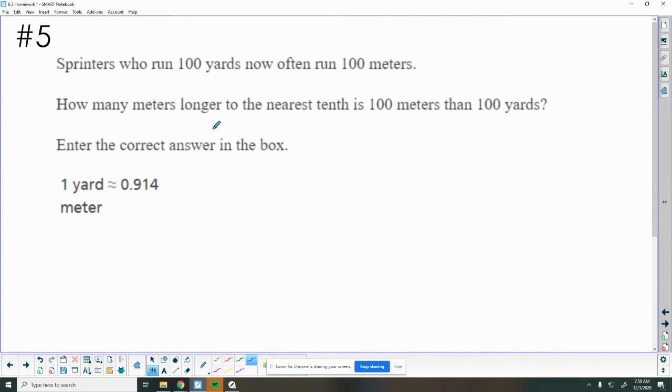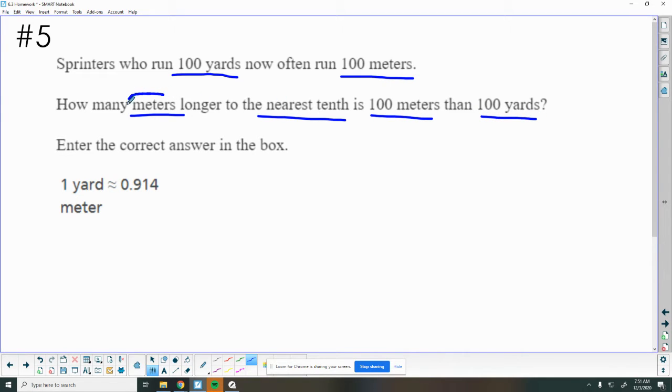Number 5 says that we have sprinters who run 100 yards, and now they often also run 100 meters. They're very similar. So if they can run the one race and do well, they'll usually enter into the other race as well. So how many meters longer to the nearest tenth is 100 meters than 100 yards?